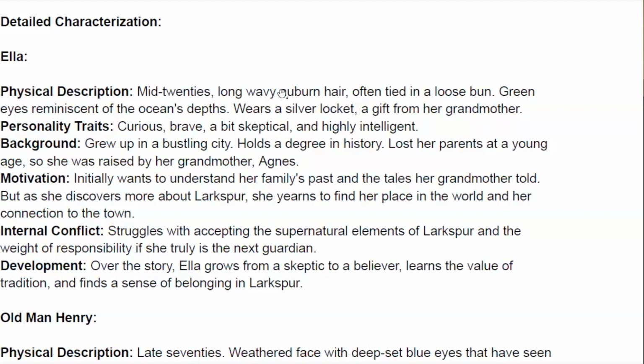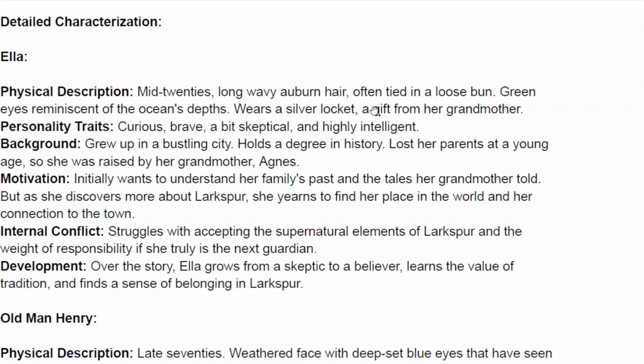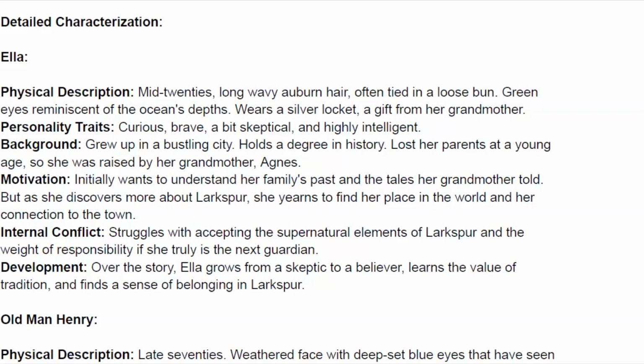So over here, there's even a small indirect characterization. Can you guys guess where it is? I'm kind of pointing at it right here. She wears a silver locket, a gift from her grandmother. So the word you can get here is sentimental. Do you guys know what sentimental means? The word sentimental means that she cares about small little things.